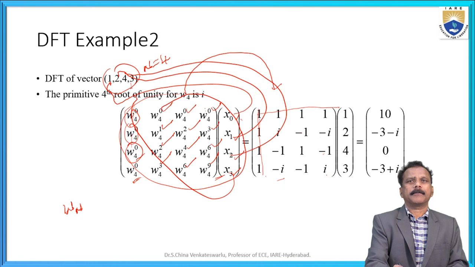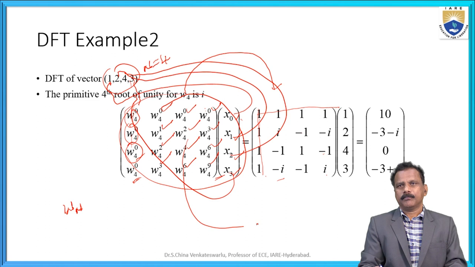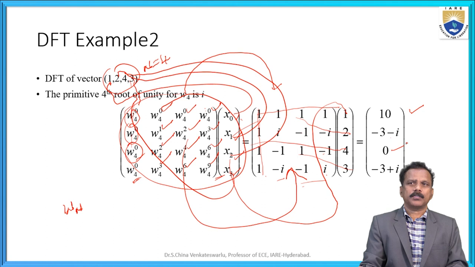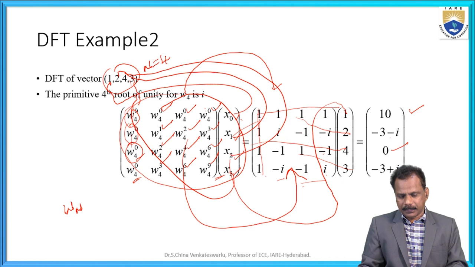After simplifying this table, it looks like this. After substituting these values, x of 0 equals 1, x of 1 equals 2, x of 2 equals 4, x of 3 equals 3. After multiplying this matrix, you get X of 0 is 10, X of 1 is minus 3 plus I, X of 2 is minus 1, and X of 3 is minus 3 minus I. Using the primitive fourth root of unity for the weighting function, the twiddle factor W4 is I. You expect the values to be like this.